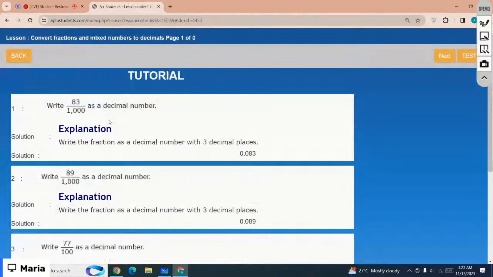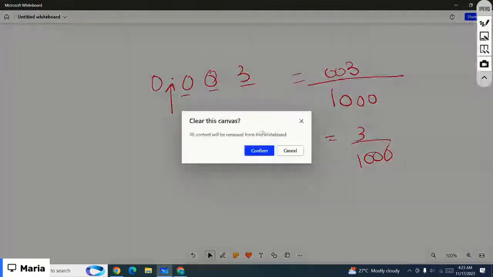That means after the decimal point, you must have three digits. That is 83 over 1000, so you have 1, 2, 3 zeros. That means right after the decimal, you must have three digits. You have only two, 8 and 3, so add a 0 before them. So that would be 0.083. Got it? You need to complete the decimal places. That would be 0.083.